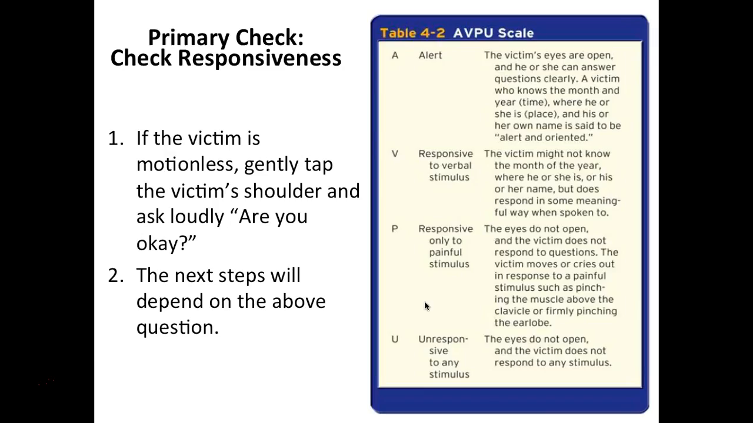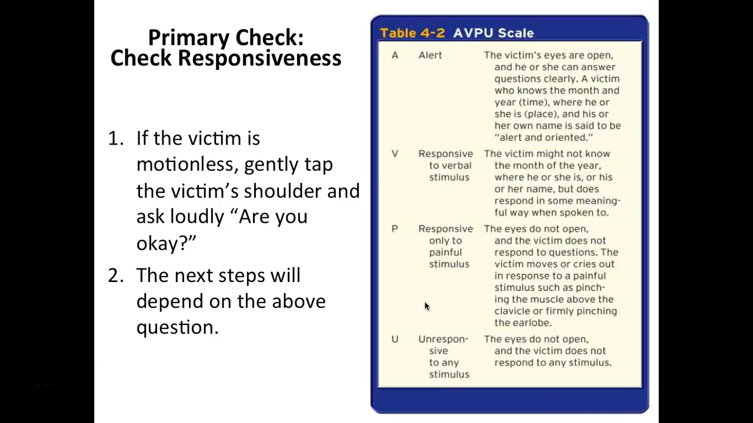Okay. You're also going to check for responsiveness. If the victim is motionless, gently tap the victim's shoulder and ask loudly, "Are you okay?" Okay. If they don't respond, then you're going to shout louder, and then if they still don't respond, then you're going to assume that they are an unresponsive victim.